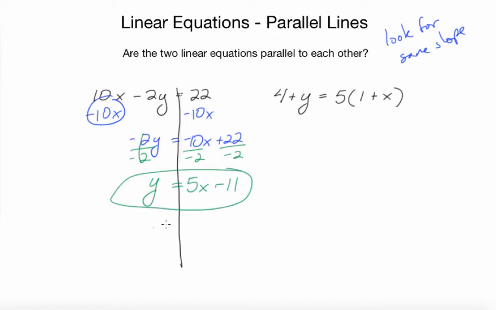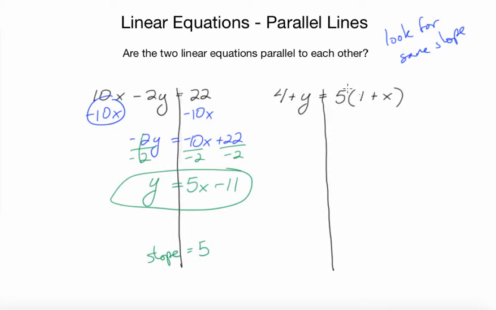Okay, so I can look at that. I got that in slope-intercept form now. It looks like my slope is equal to 5. Now let's take a look at the other equation and see if I can get a similar result. If the slope is also positive 5, I've got some parallel lines going on.